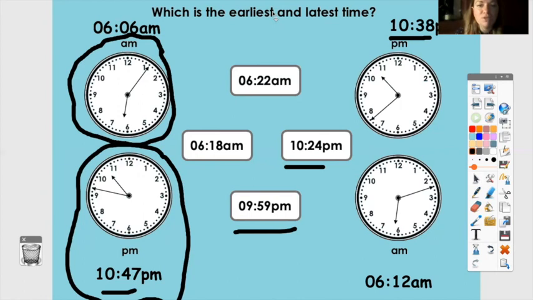The time is one of those things that the more and more you do it, the better you get at it. Just like with everything in our learning, the more we practice, the better we are. Well done, children. Keep up your great work. I'm really proud of you. Excellent.